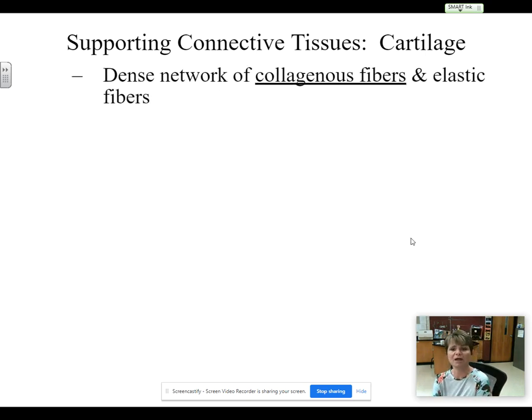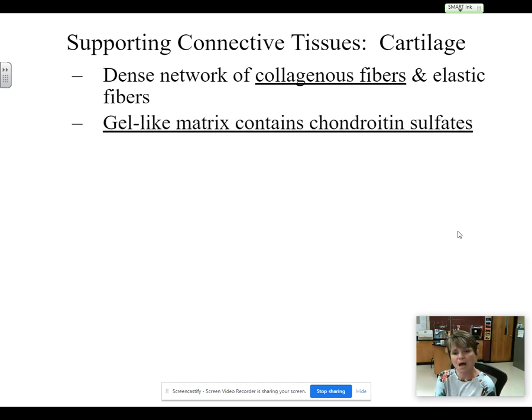Cartilage has a dense network of collagenous fibers, and some types of cartilage have elastic fibers as well. As we talk about cartilage and bone, remember they are both types of supporting connective tissue. And as we go through the two of them, I will be pointing out similarities and differences. They have a lot of similarities because they are both types of supporting connective tissue, but they do have many differences. So pay attention to those, and when you complete your interactive notebook over this lesson, you will actually be completing a Venn diagram where you will be listing similarities and differences between cartilage and bone.